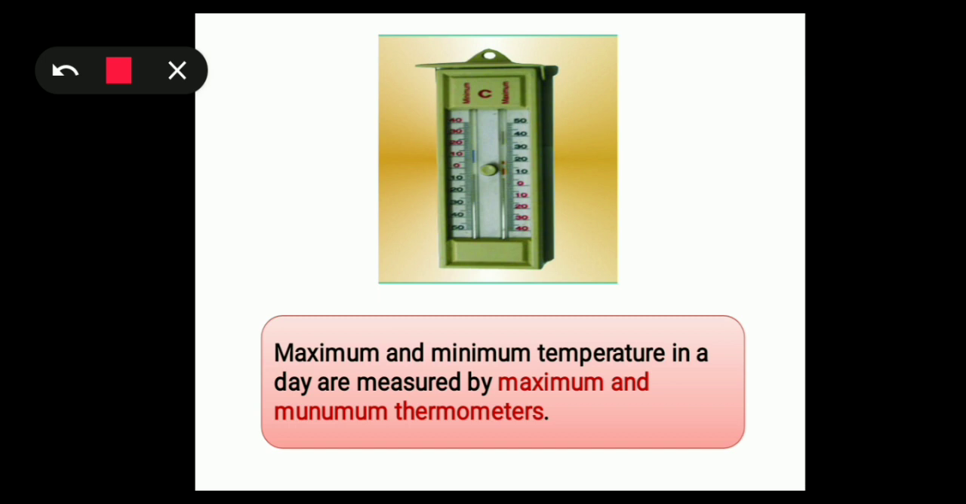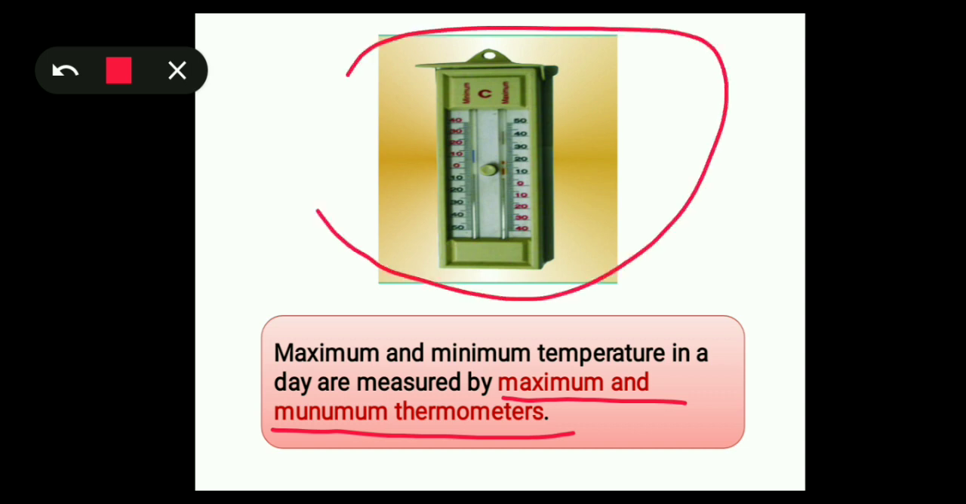And the maximum and minimum temperature in a day are measured using maximum and minimum thermometers. So how are the maximum and minimum temperature recorded? They are recorded using maximum and minimum thermometers. So this is how maximum and minimum thermometers look like.